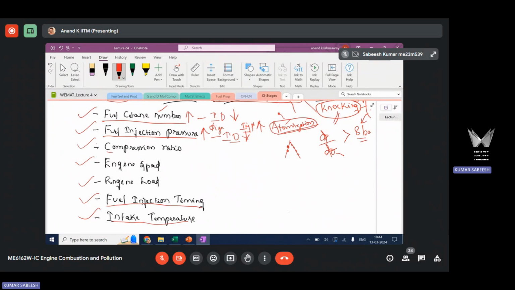What about compression ratio? What will happen if I increase compression ratio? The temperature and pressure of the combustion chamber will increase. So there will be an increase of pressure and temperature inside the combustion chamber. That is favorable for ignition, to reduce the ignition delay in that way. So this is going to reduce the delay time. By increasing compression ratio, I'm increasing pressure and temperature in the cylinder, thereby the delay time is going to drop. So we prefer to have a higher compression ratio from the perspective of controlling ignition delay time, reducing delay time.